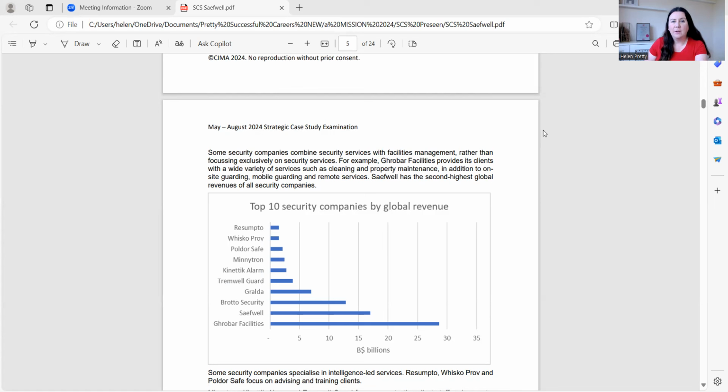On page 5, there is a graph showing the top 10 security companies by global revenue in billions of dollars. So this is a big market, right? You can see Grow Bar Facilities at the bottom with the largest share, Saefwell second, Brotto third, Gwalda fourth.